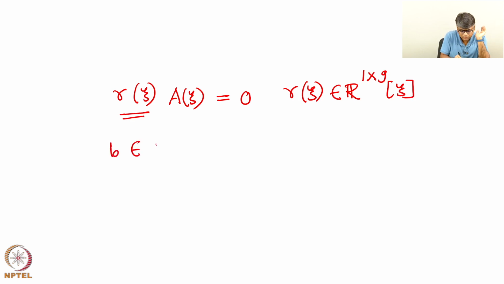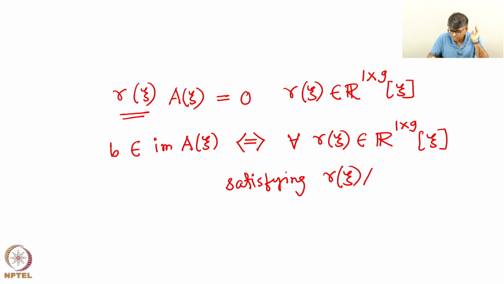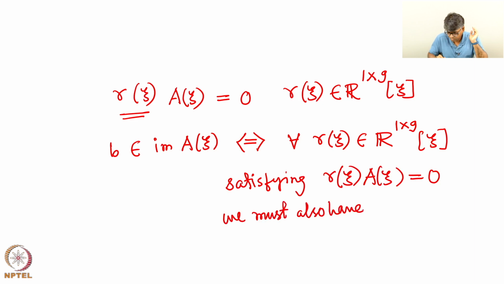B is in the image of A(ξ) if and only if for every R(ξ) in R^(1×G)[ξ] satisfying R(ξ)A(ξ) equal to 0, we must also have R(ξ) acting on B equal to 0. That is the condition of B being in the image.